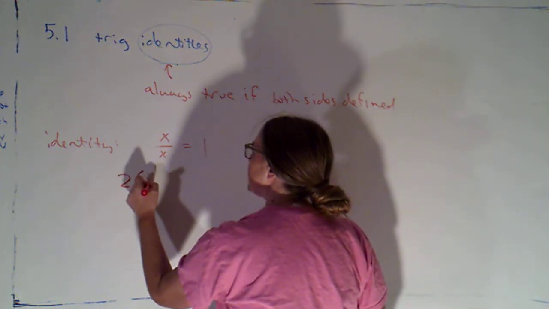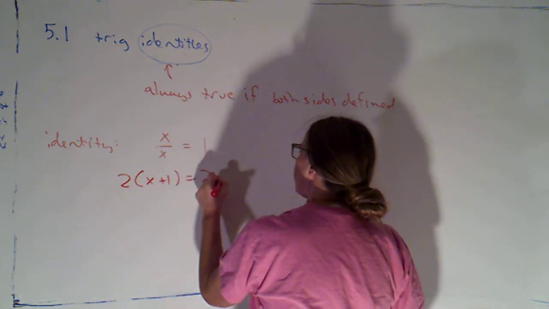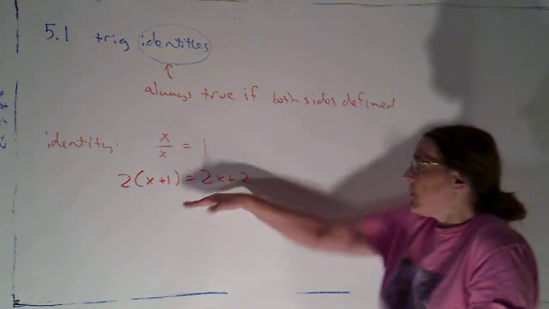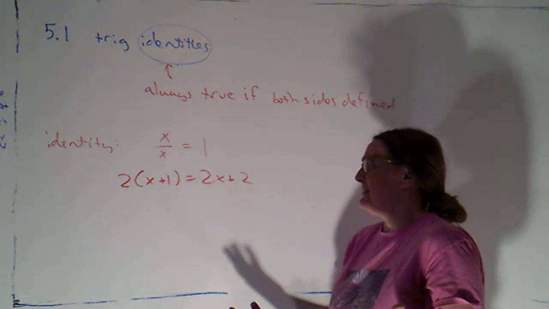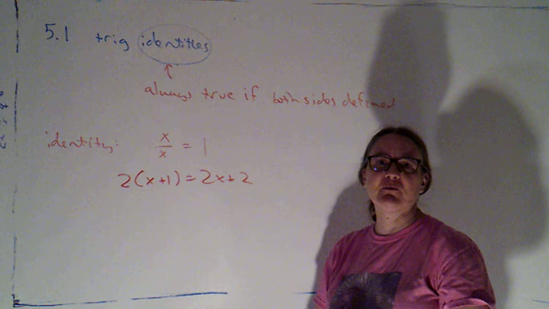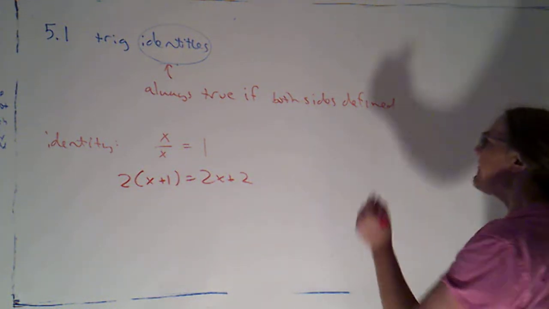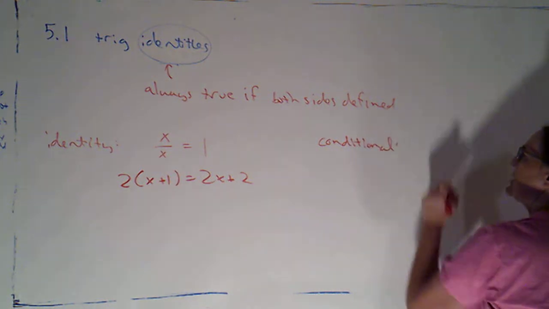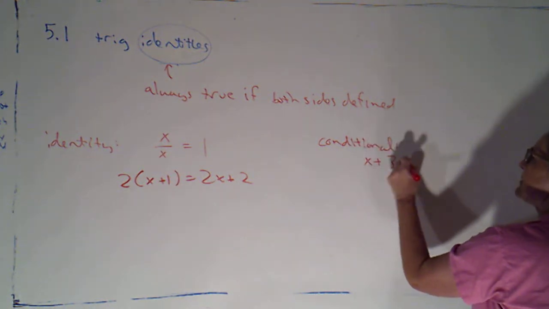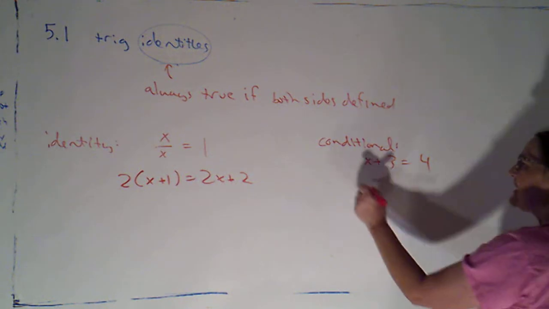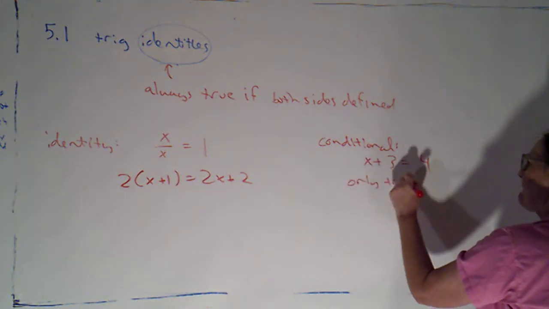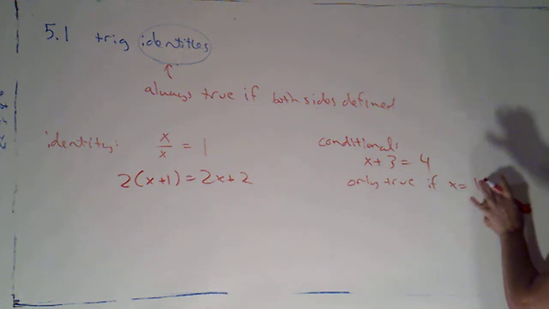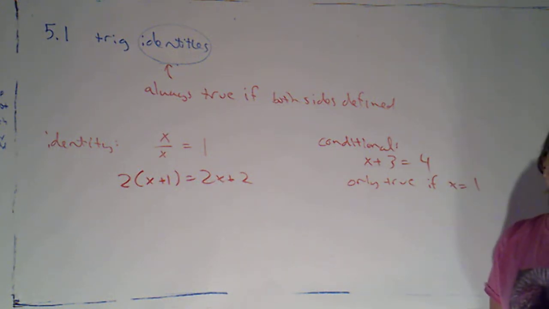Another example would be something like 2 times x plus 1 equals 2x plus 2. Now that's something that's always defined, and it's always true. If I did solve for it, I'd get that x could be any real number. That's different from a conditional equation. A conditional equation might be something like x plus 3 equals 4. That's only true if x is equal to 1. So it's only true if that condition is satisfied.